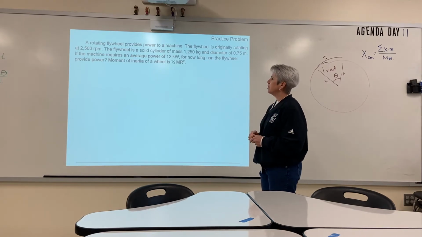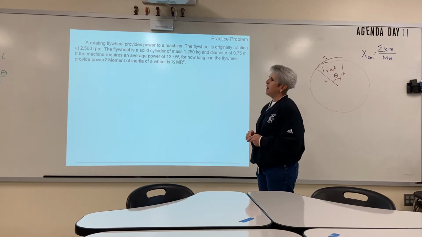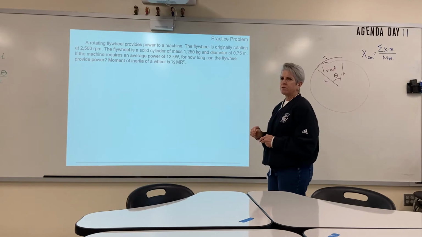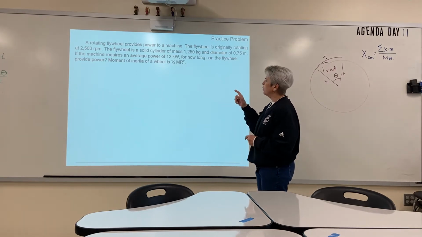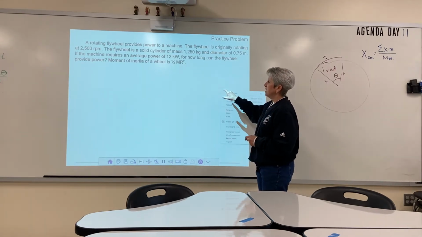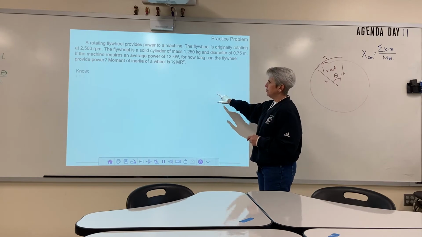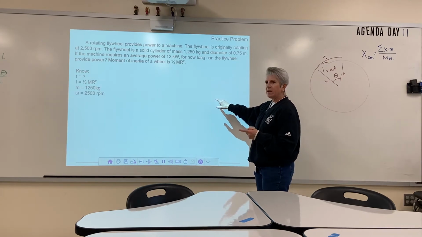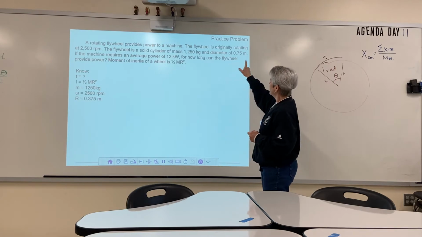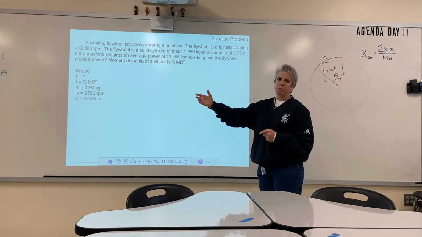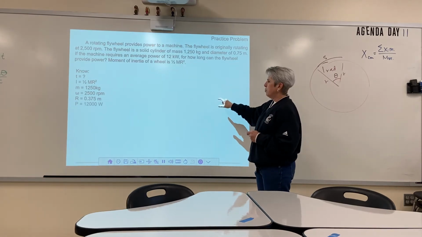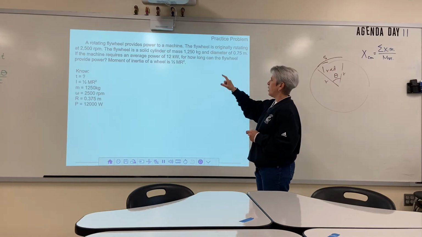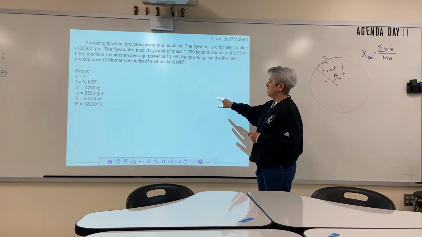So we're looking for time. The moment of inertia of a wheel is 1/2 mr squared. So they've given us the rotational inertia I of the wheel, and we're trying to find time. Inertia is 1/2 mr squared. We've got the mass of the wheel, the omega, which we need to convert. The diameter was 0.75 meters, so we know the radius is half of that. Power is 12,000 watts. We said it was 12 kilowatts.